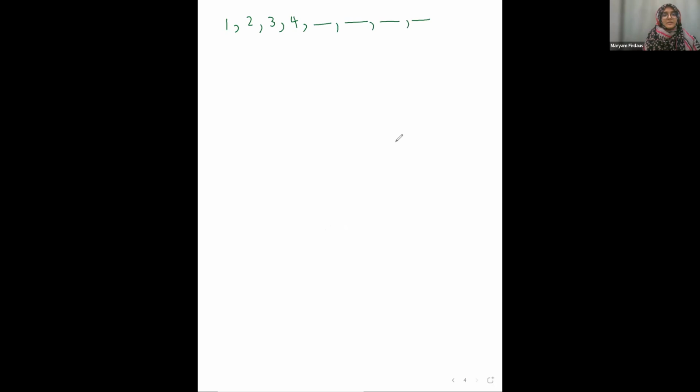I didn't understand this question. Okay, so in this question, you're supposed to complete the pattern. Let me give you an example. If you have this pattern, 1, 2, 3, 4, and you have to fill in 4 more. Now tell me what will come in these blanks. 5, 6, 7, 8. You know that because you know the pattern very well.